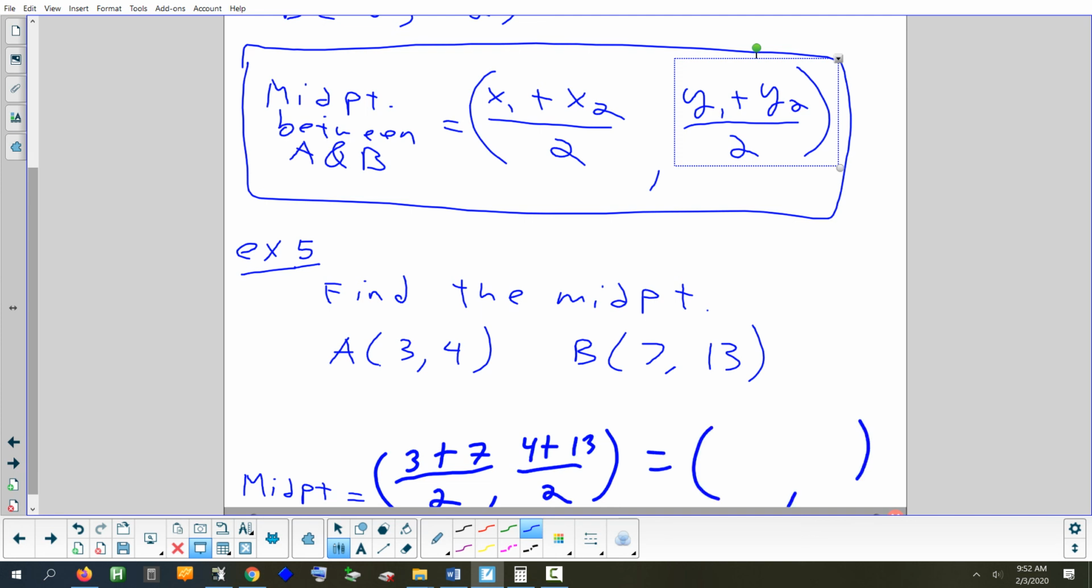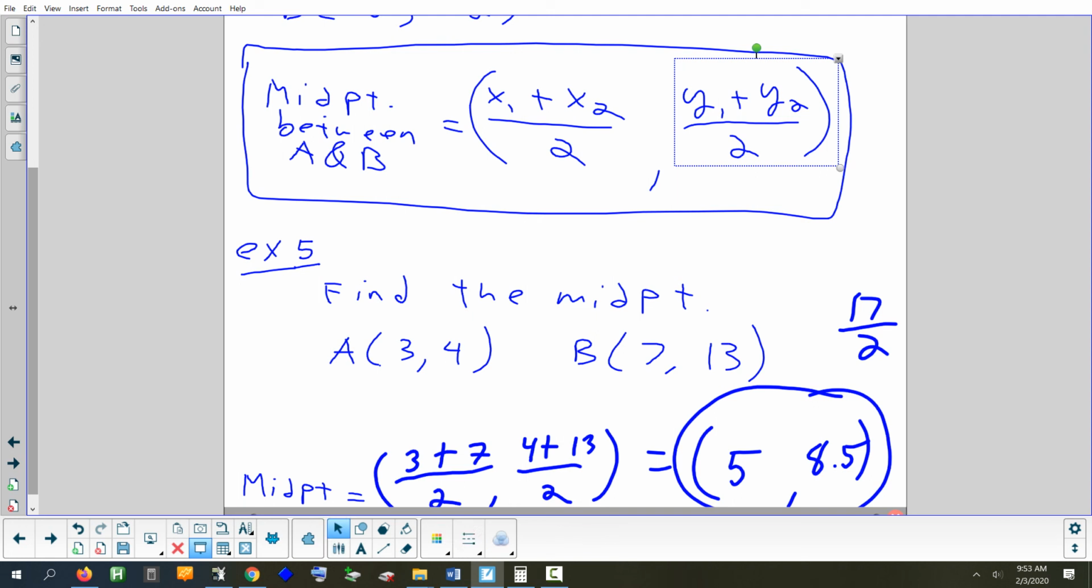Okay, so the midpoint. Ian, what's 3 plus 7? 10. And then divide by 2. We get 5. And this one is 4 plus 13, which is 17 over 2. You can leave it as 17 over 2. It's fine. Or you could put it as a decimal, which would be how much? 8.5. If the directions on the problem didn't say which way to leave it, I would accept either answer. And that's the midpoint formula. Okay. Questions on that? Okay.